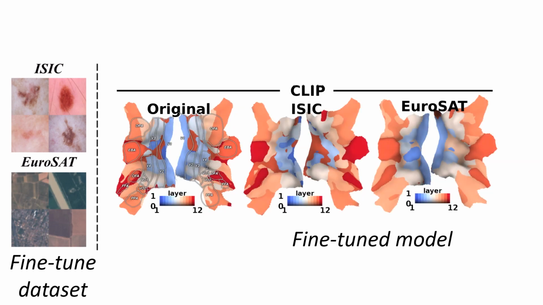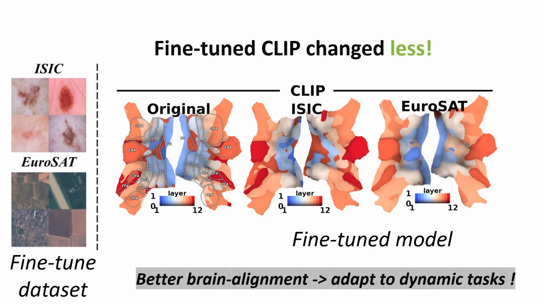However, CLIP showed a different result. CLIP maintained its brain alignment after fine-tuning. CLIP is able to adapt to this new task without forgetting existing computation modules. Recall that CLIP also has the best brain alignment, especially when scaled up. Therefore, we conjecture that better brain alignment means better adaptation to dynamic tasks.